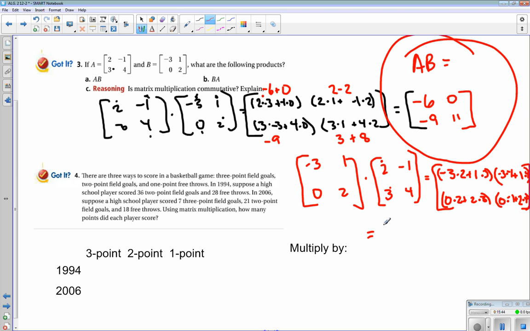Okay, so when we do all that out, this gives me negative 6 plus 3, which is negative 3. And this is negative 3 times negative 1 is 3, plus 1 times 4 is 4. That's 7. This is 0 plus 6, 6. And 0 plus 8 is 8. So as you can see, matrix multiplication is not commutative.